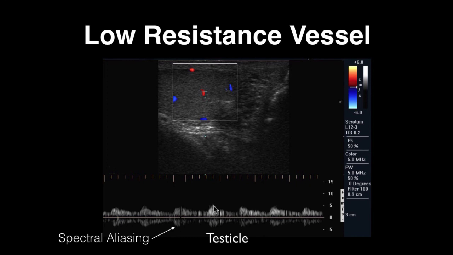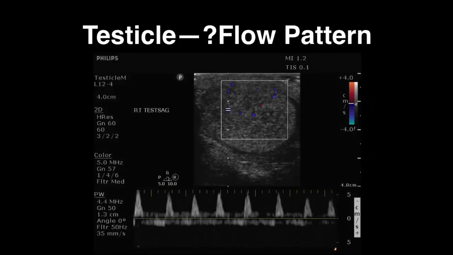When you're dealing with a low flow vessel, you want to dial things down. You want to make sure that you've got a lower pulse repetition frequency. You want to make sure that you've got your wall filter set at a low level so you don't clip out the desired velocities that you need to make a clinical interpretation. But looking at the testicle here, you see a low resistance waveform, which is what you would expect in the testicle. But now let's take a look at this testicle.